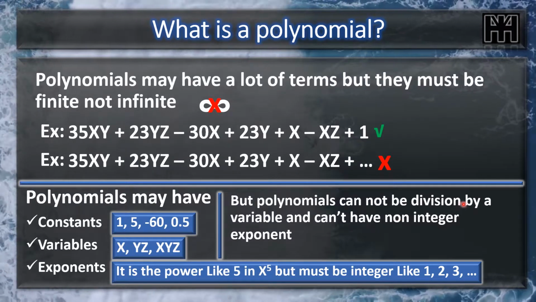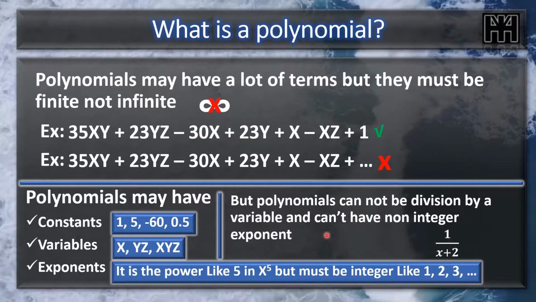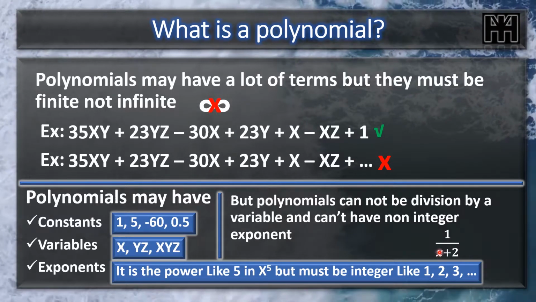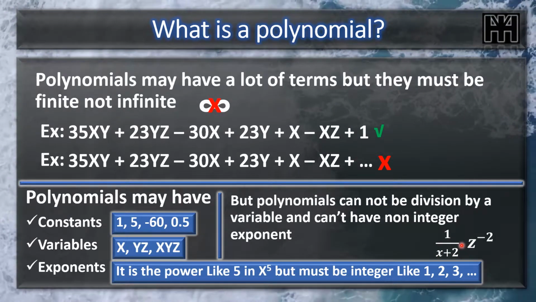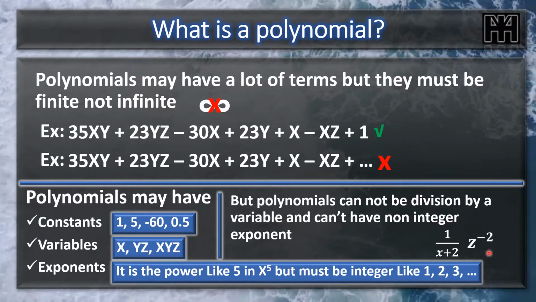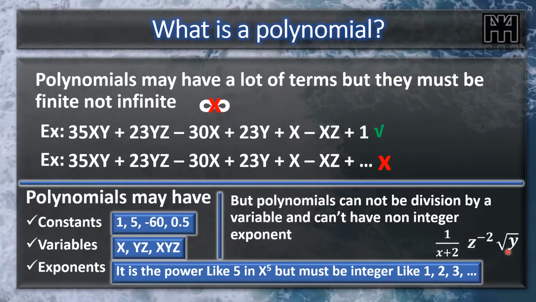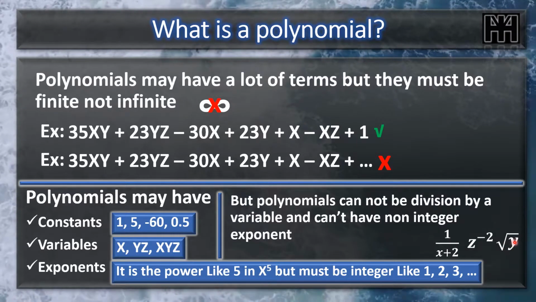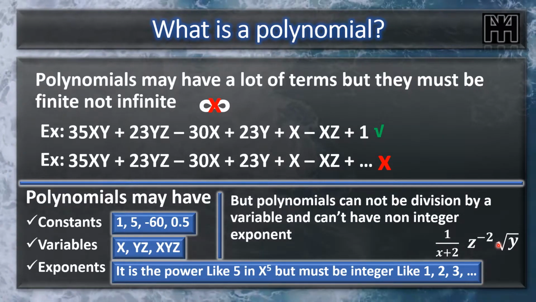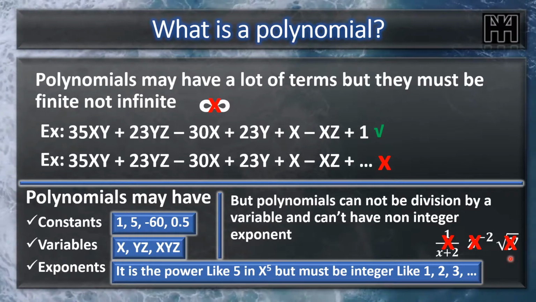But a polynomial cannot be divided by a variable. It can't have a non-integer exponent. It means that we can't have a variable power -1 or a variable as a denominator. We can't have a negative power, and we can't have a fraction power: square root of y is equivalent to y power half. It is not a polynomial now. Okay, not polynomial, not polynomial, not polynomial.